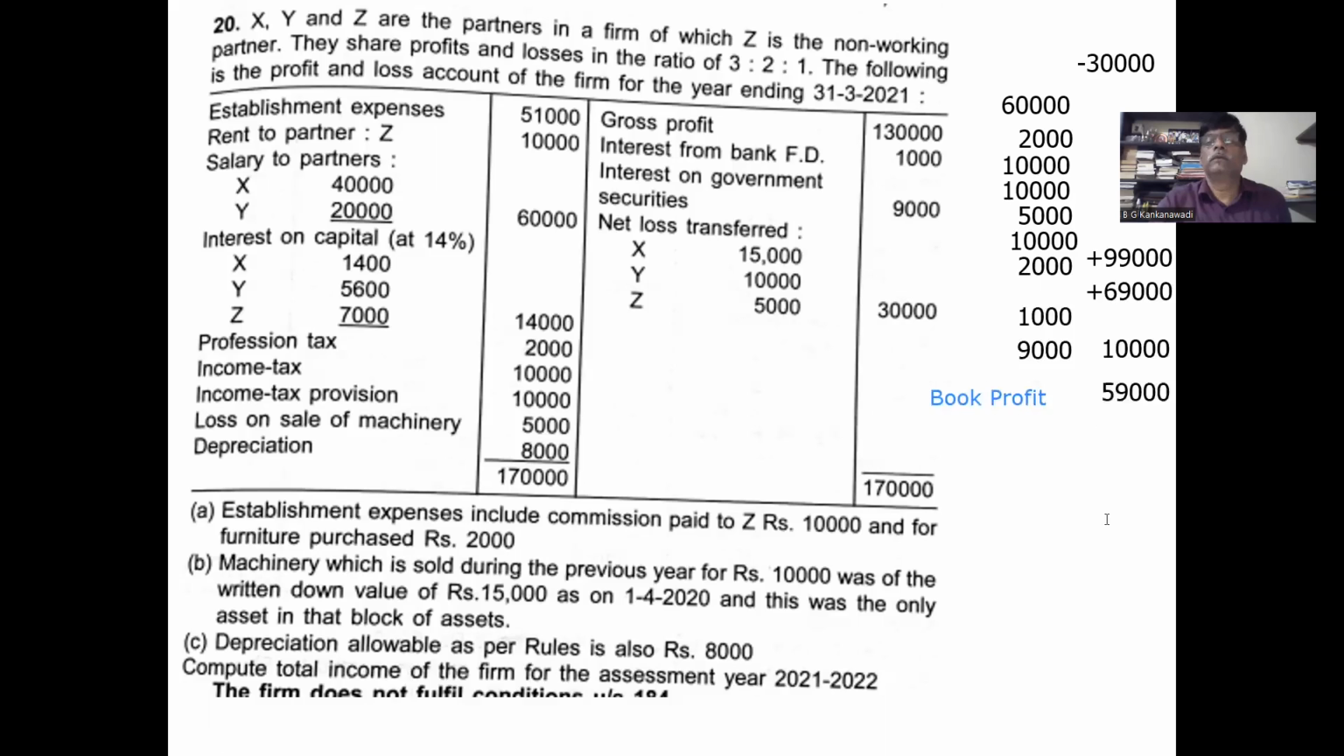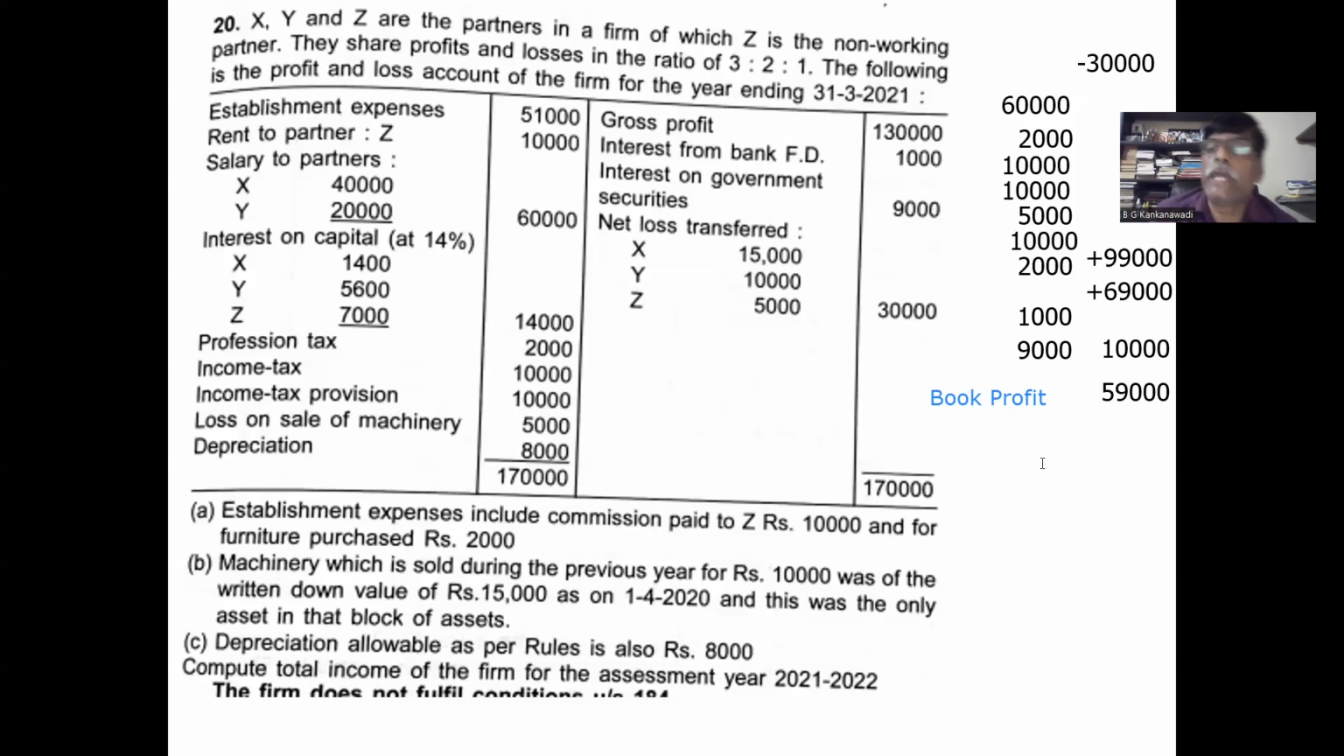Book profit. This 59,000 is called book profit. From this book profit, you have to deduct working partner remuneration. The working partners are X and Y. The amount paid to X and Y is 60,000.